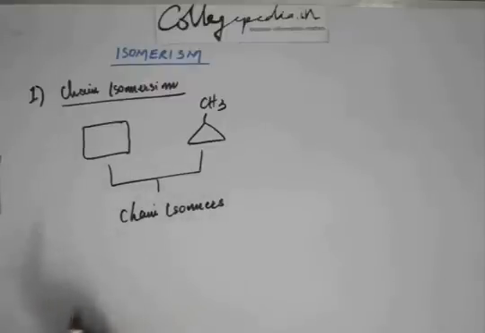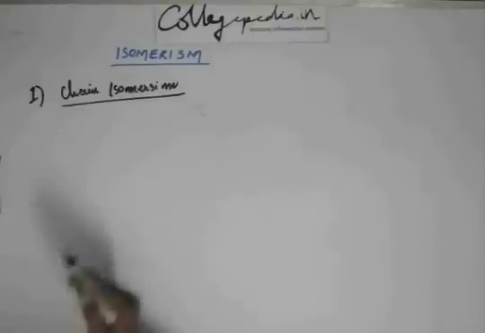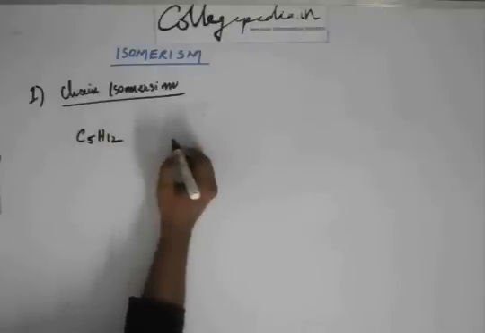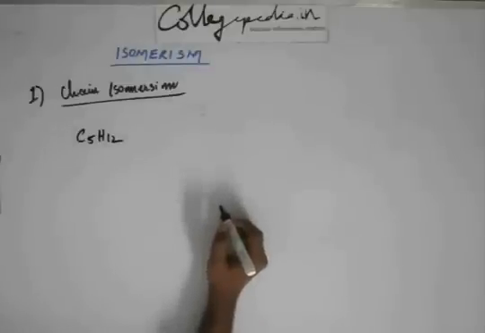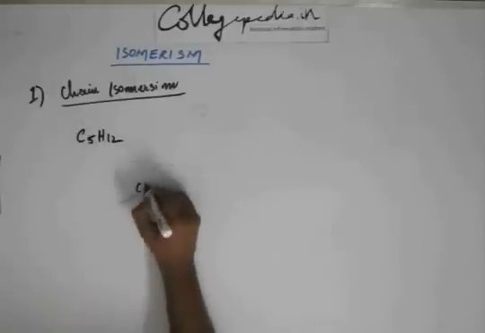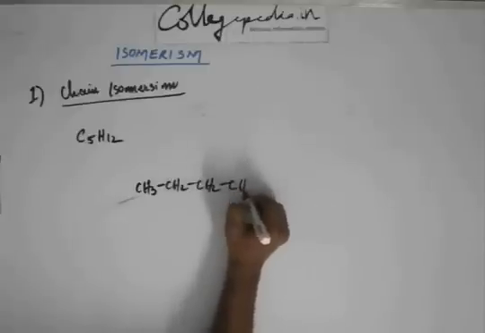Or they can ask you a question in another style. They can ask you, there's an alkane, C5H12, and you have to draw an isomer of this alkane in which all the hydrogen atoms are similar, equivalent. For example, suppose you have a normal form of this isomer, n-pentane, CH3, CH2, CH2, CH3.